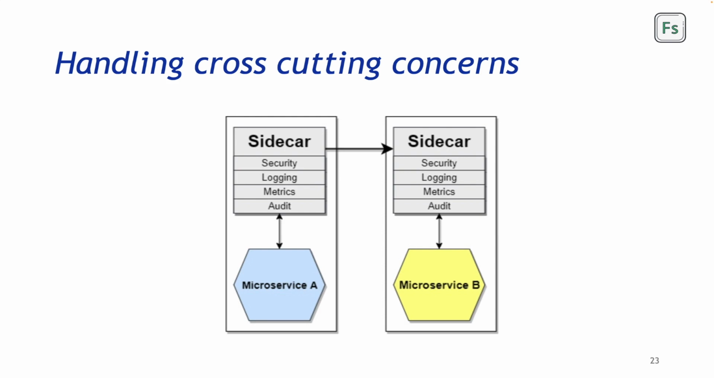The way is that we can build something called a sidecar container. Let's say this is a microservice container and there's a sidecar container. The common responsibilities that we need to do for security, logging, metric collection, and audit can be taken care of by this sidecar pattern.